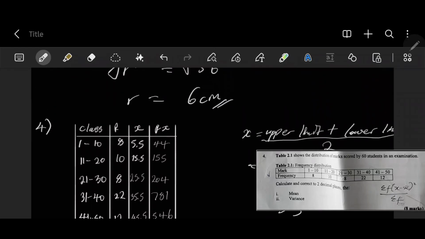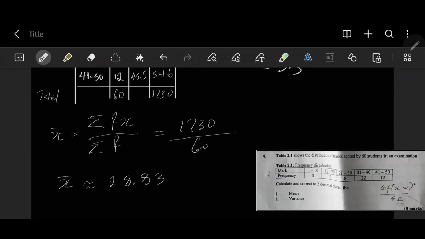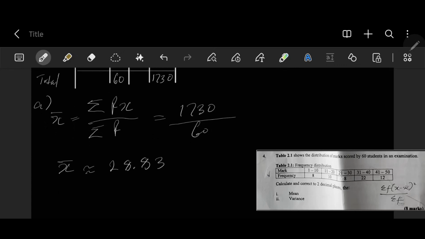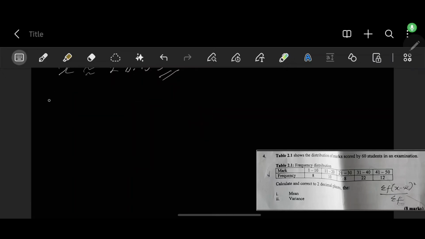So that's A. For A, you've gotten the mean. You have to write the formula for the mean, then go ahead and solve for it. Don't just go and do 1730 over 60, you will lose marks. So you have to write the formula for your mean. So this is the mean, that's for the A part. Then the B part asks us to calculate the variance.